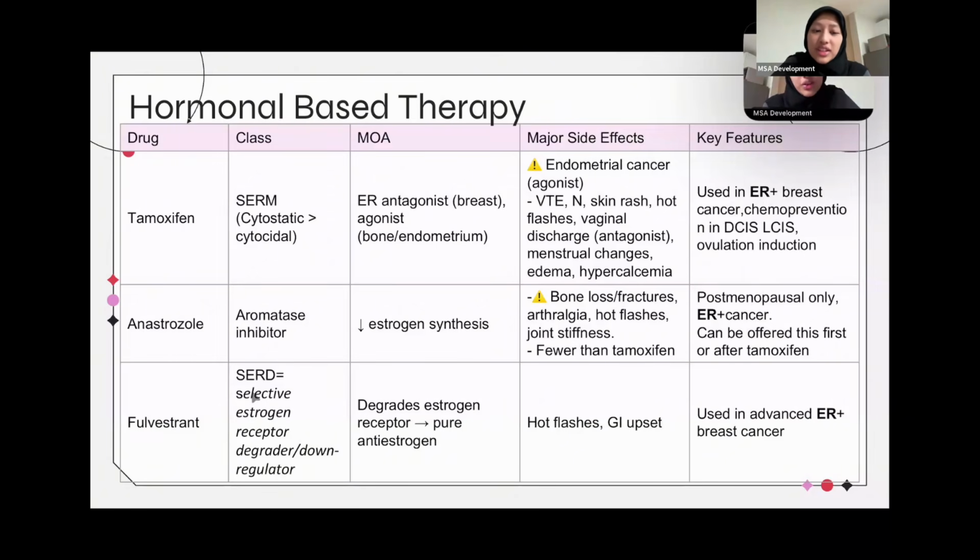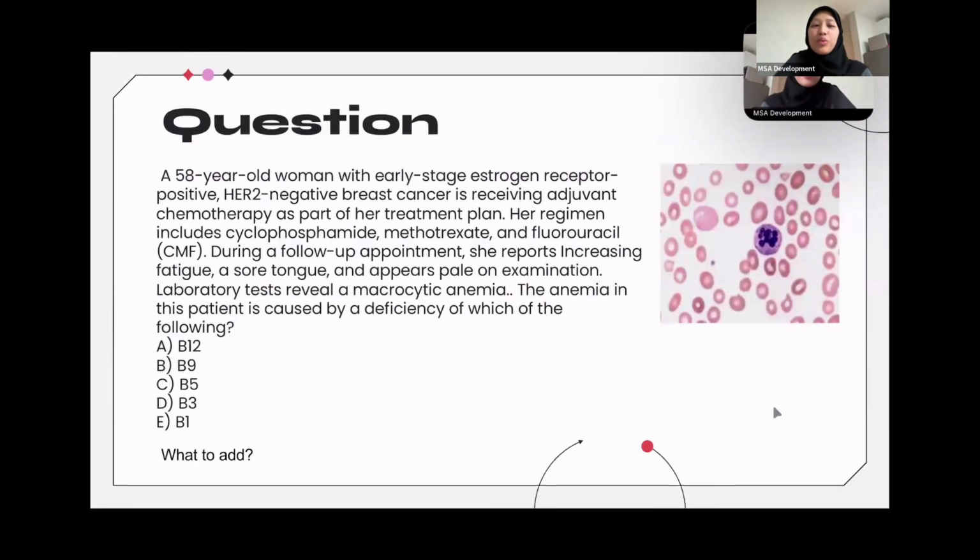Fulvestrant is another one, a selective estrogen receptor downregulator. It degrades the estrogen receptor only, without having that agonist effect. So it's pure anti-estrogenic, while this one is partly estrogenic. Same effects: hot flashes, GI. Used in advanced hormone-positive disease.